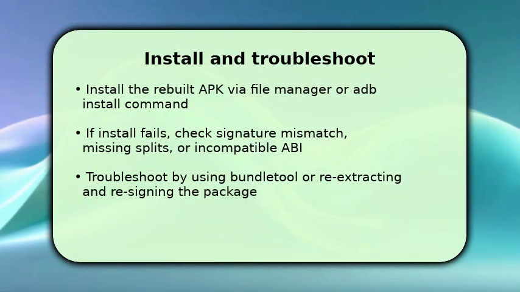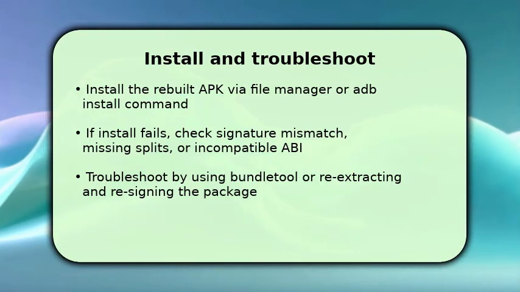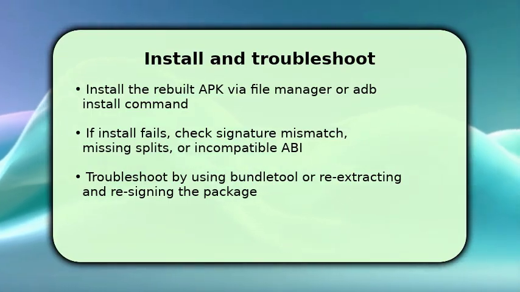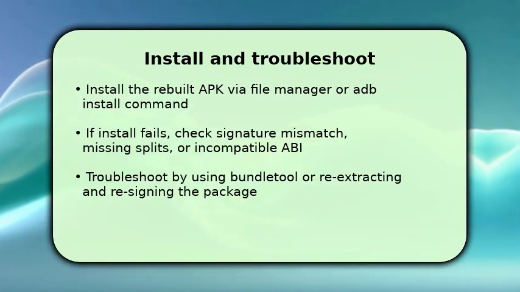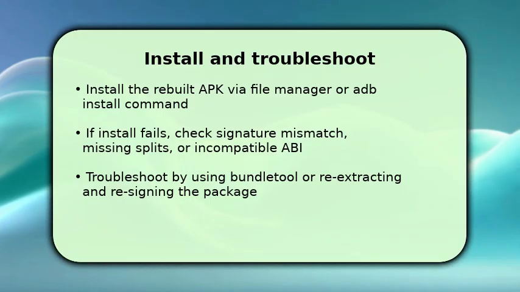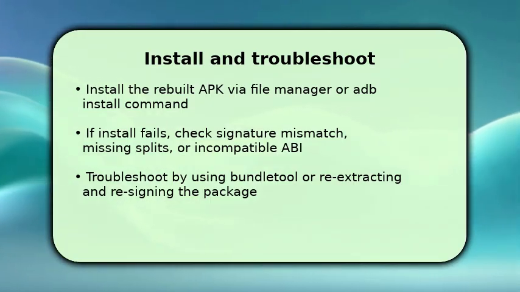You finish by installing the freshly built APK. Either tap it in your file manager or use an ADB install from a computer for clearer error messages. If installation fails, inspect the error. Signature mismatch, missing split APKs, or wrong CPU architecture are the most common causes.